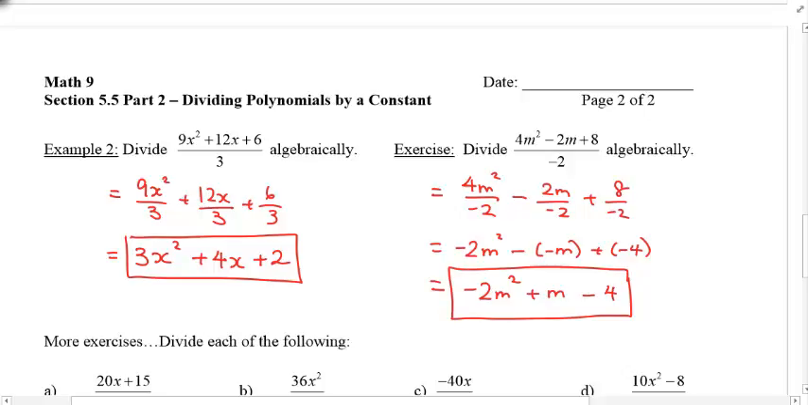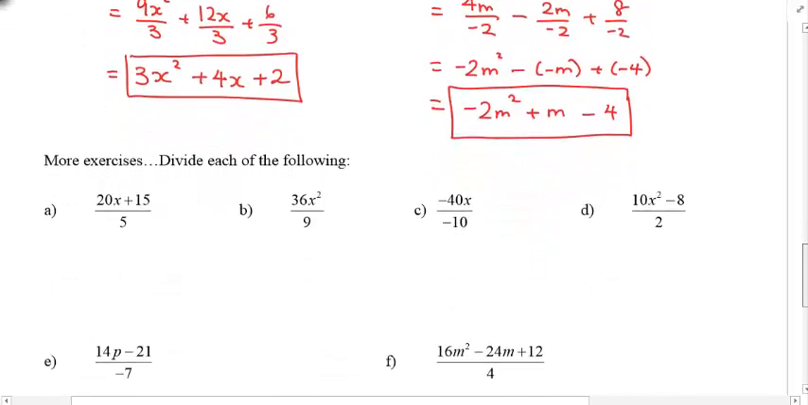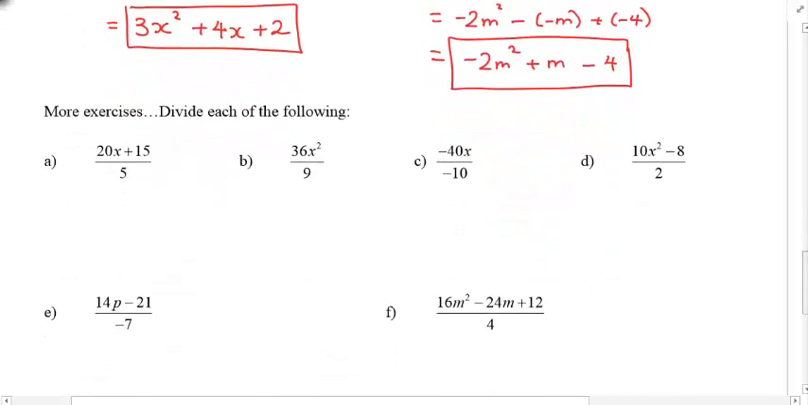So, you got the idea. Just try these exercises on your own. Once again, do them on your own. Come back, check your answer with me. If you got them all right, bravo. If you didn't, make the changes. Try to understand what you did wrong. And then we'll do one last example, and then we're done today.